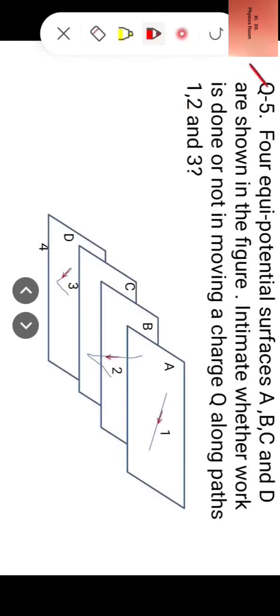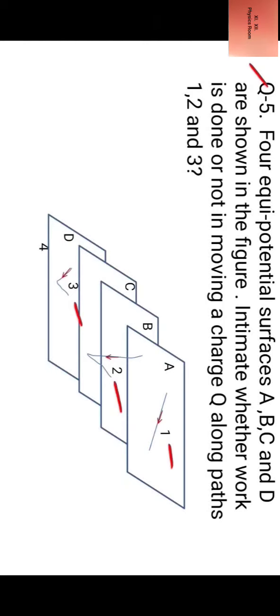Question number 5: Four equipotential surfaces A, B, C and D are shown in the figure. Indicate whether work is done or not in moving a charge Q along paths 1, 2 and 3. Okay, so you try to answer this question on the basis of the text that you have learned.